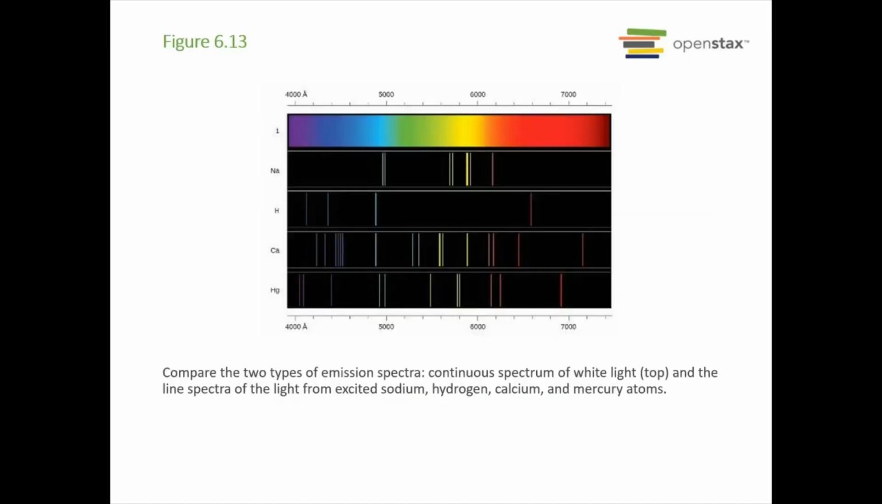So here's an example of continuous spectra versus some line spectra. If you were to look at white light through a prism, this is what it would look like. And then here's some line spectra for sodium, hydrogen, calcium, and mercury. And you can see just these single bands that are being produced, and then there's just black everywhere else. So there's very set energies that are needed for photons to be emitted, and there's only certain energies that work for different elements.